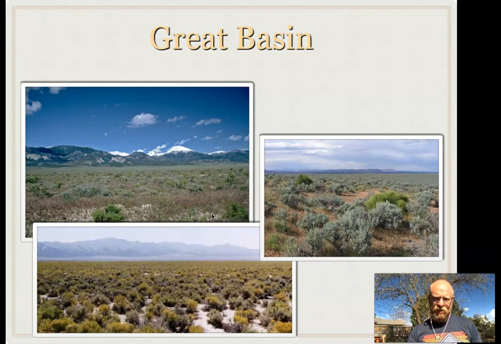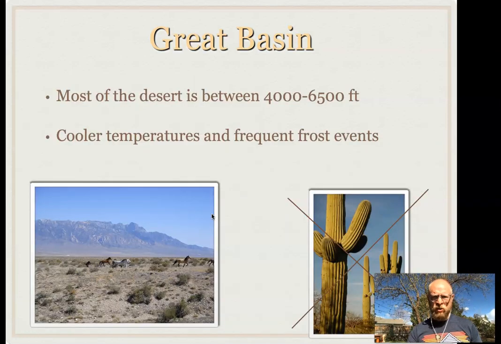But the Great Basin is high elevation desert for the U.S. So most of the desert is between 4,000 and 6,500 feet. So we get a lot cooler temperatures and frequent frost events. And that's one of the main reasons we don't have a lot of succulents in the Great Basin. Succulents in general are a little more sensitive to cold and freezing temperatures. We do have prickly pear, most commonly in the Great Basin, which does quite well in freezing temperatures, and there's a few other succulents you'll find, but not like the Sonoran or the Mojave.